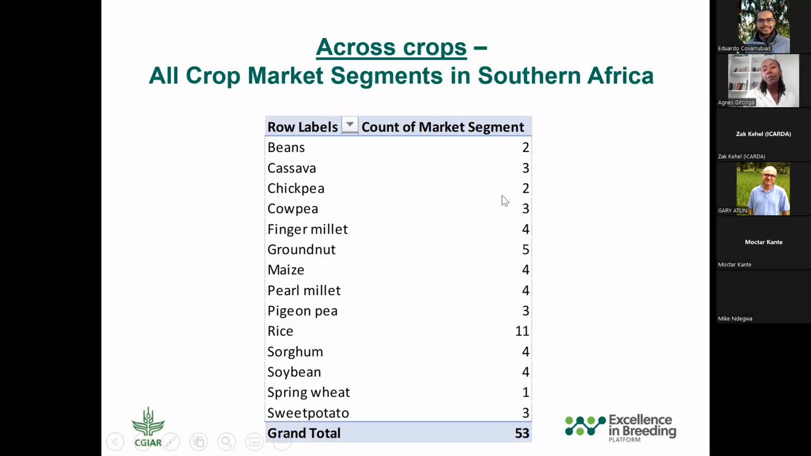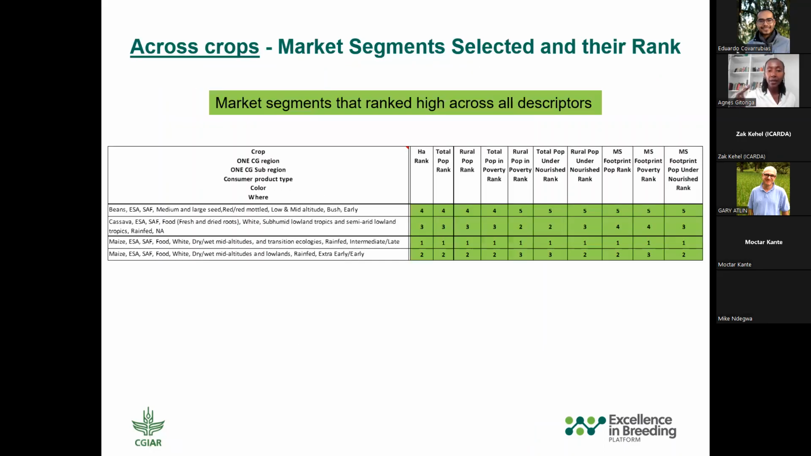And also you may be able to ask questions in terms of these crops, where do we prioritize? We've been able to come up with the data to look at the consistency of the various metrics and ranking. For example, for this particular one, you can see that these are the market segments that ranked high across all descriptors. And again, looking at the opportunity where you want to create impact, this would act as a guide.